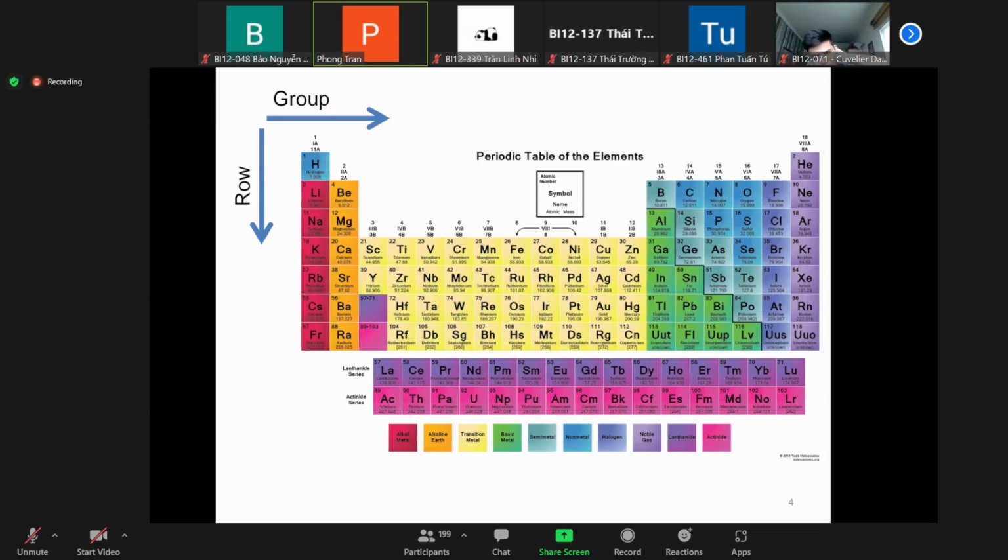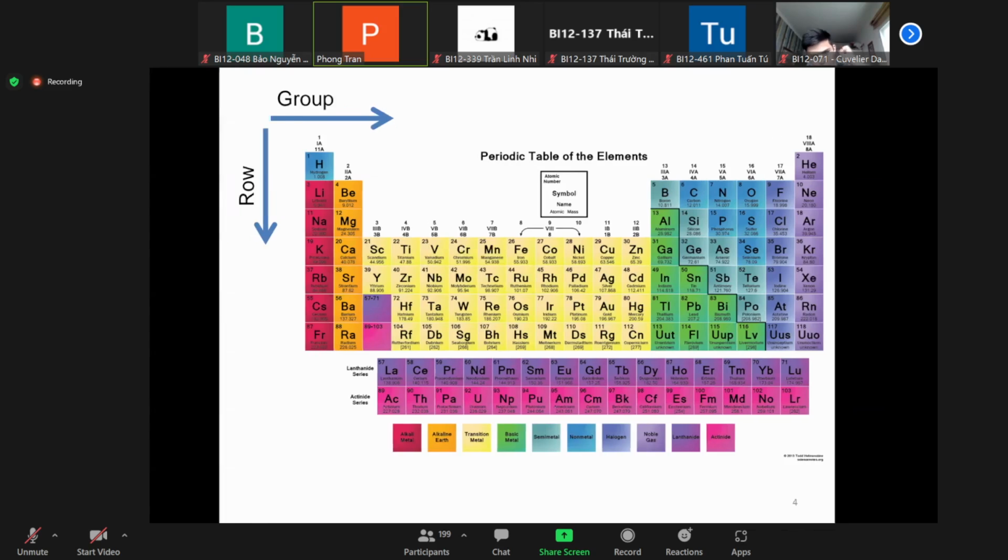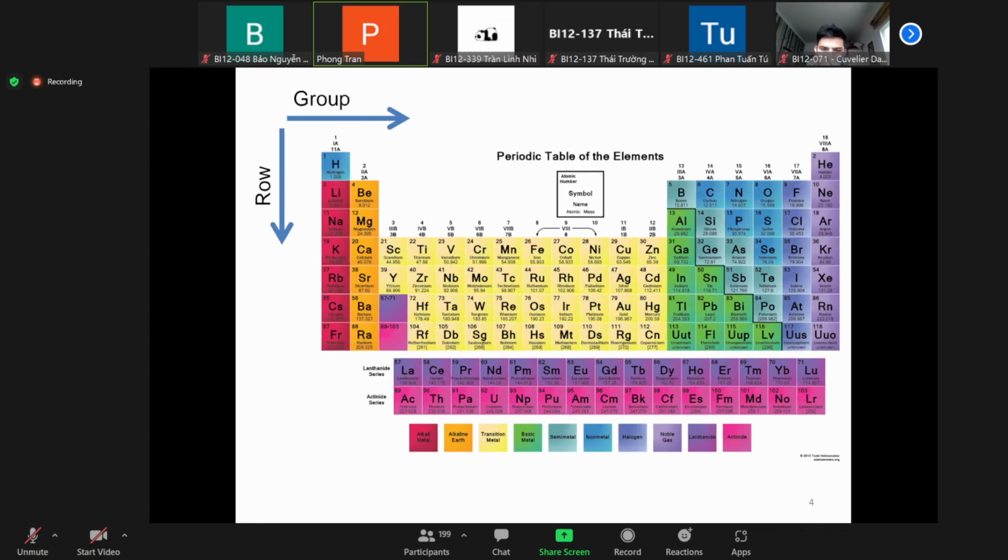And of course, you may want to remember the evolution of the atomic radius, the size of the atom, when you move from the left side to the right side of the periodic table, or when you go from top to bottom. You may also want to remember the evolution of ionization energy when you move from left to right and from top to bottom of the periodic table of elements.